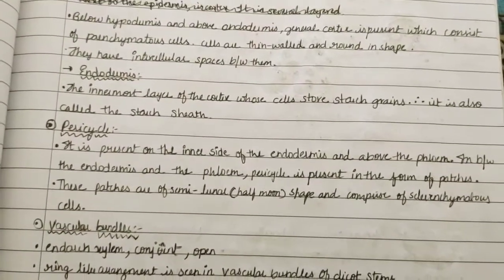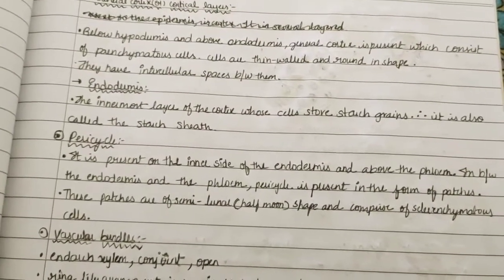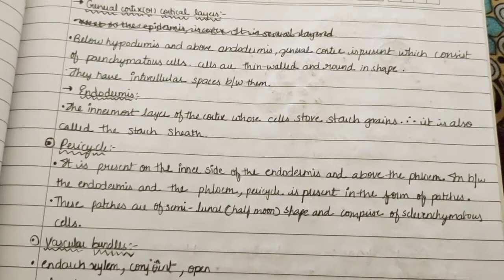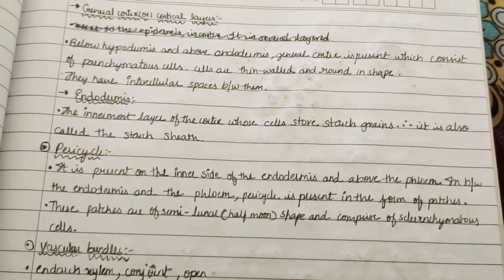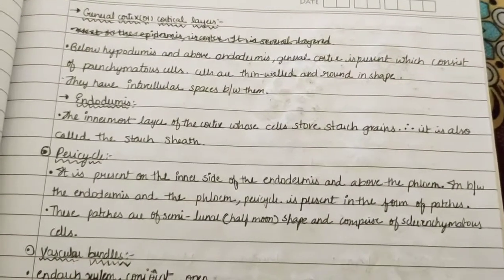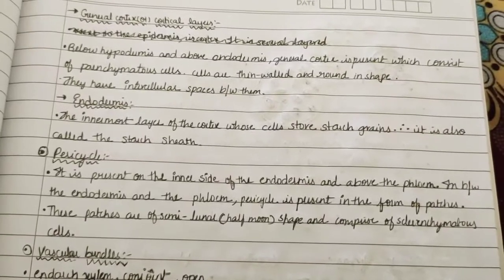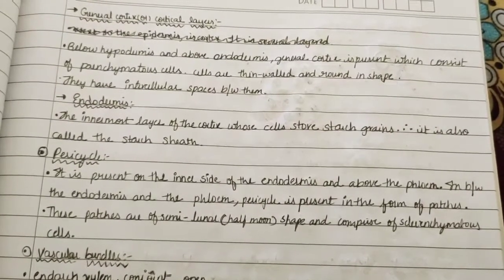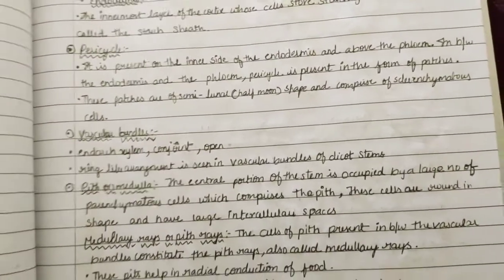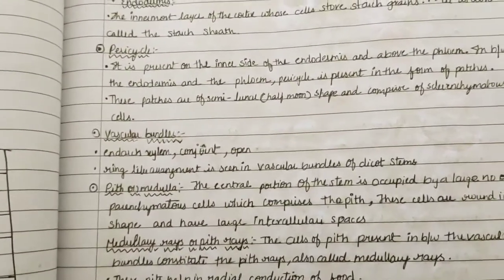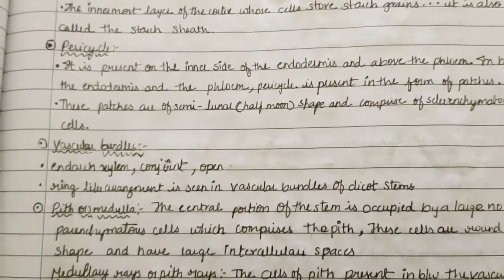Then endodermis, the innermost layer of cortex, whose cells store starch grains. So it is also known as starch sheath. Then pericycle. It is present on the inner side of endodermis and above the phloem. In between the endodermis and the phloem, the pericycle is present in the form of patches. These patches are semi-lunar or half-moon shaped and comprise sclerenchymatous cells.